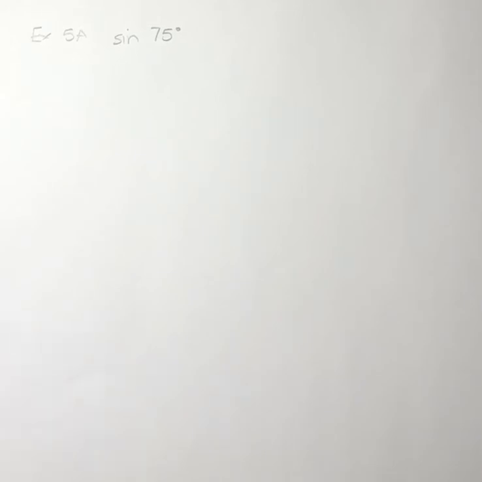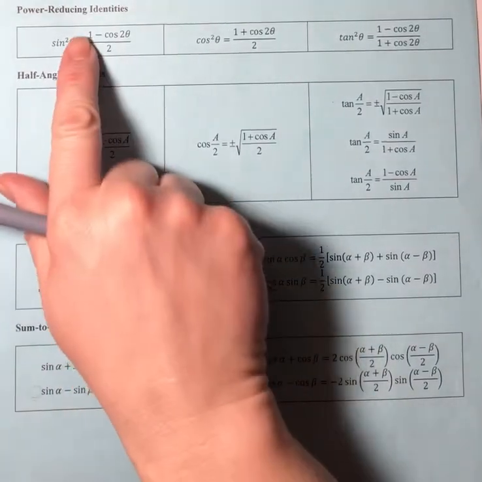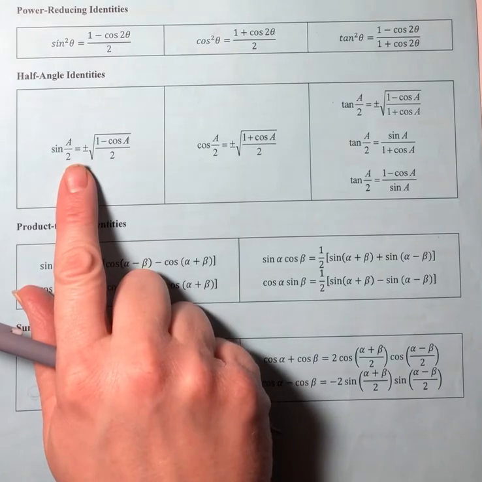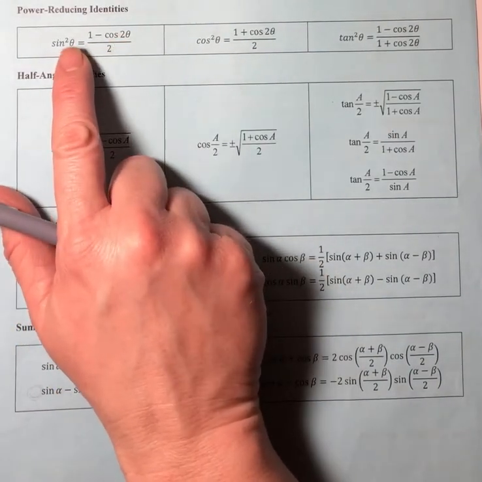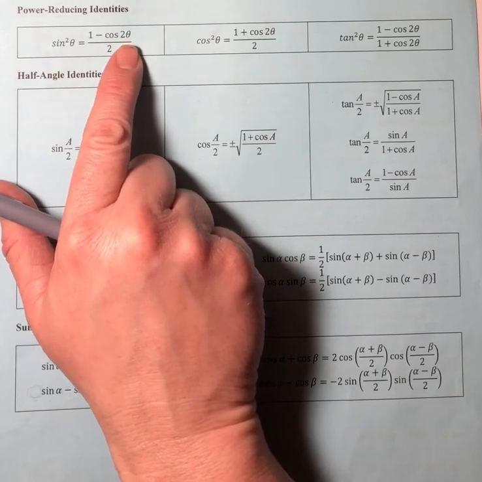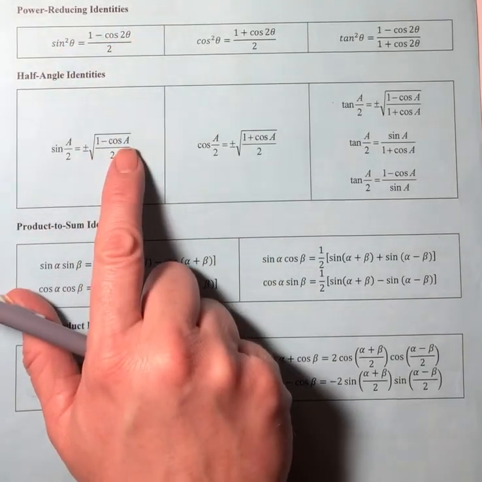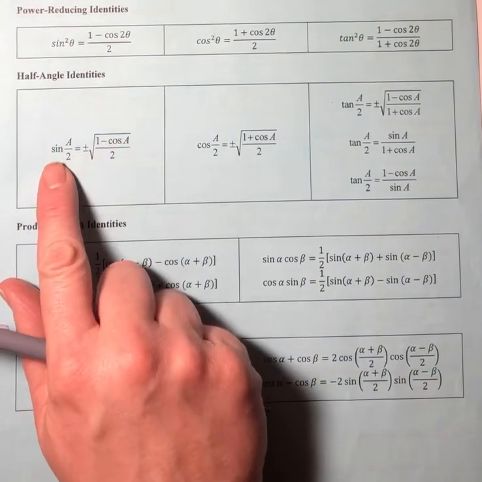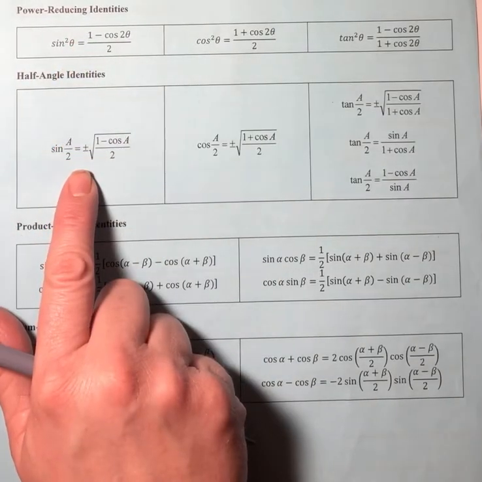All right, next we have the half-angle identities. The half-angle identities are just a manipulation of the power-reducing identities. So for this one, this angle is half as big as this angle. So instead of writing this as a theta and a 2 theta, they're writing this as A and A over 2. Okay, this is half as big as this. Same thing. And then all they did was take the plus or minus square root of both sides.